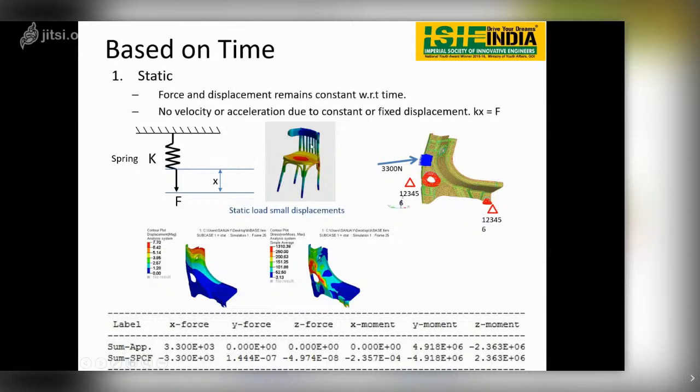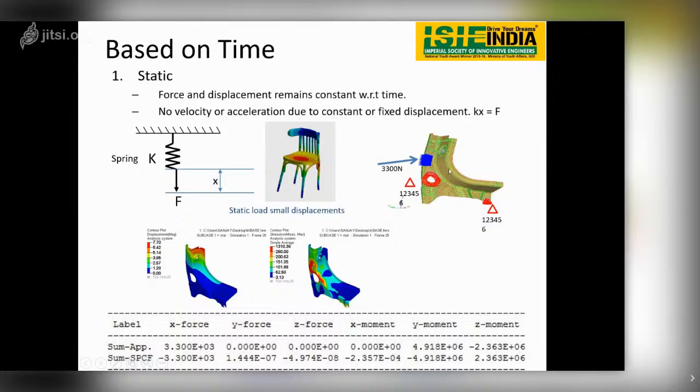Here, if we see the chair being analyzed, suppose now I'm sitting on the chair. The chair is carrying my load, my weight is around 65 kg. So 65 kg into 9.81 Newton, that much load will be applied on the area where my body is coming in contact with the chair. On that area the load is applied, and the stress and the deformation are calculated here.